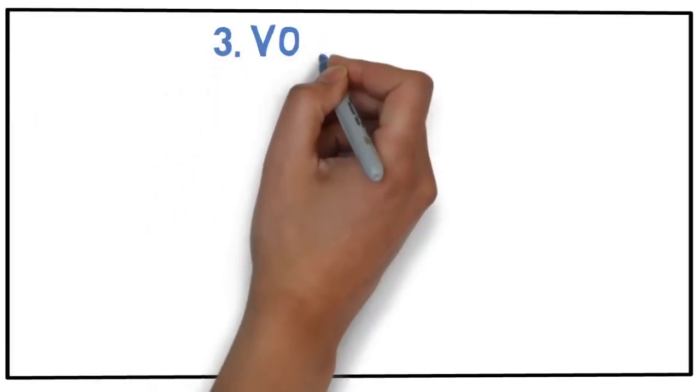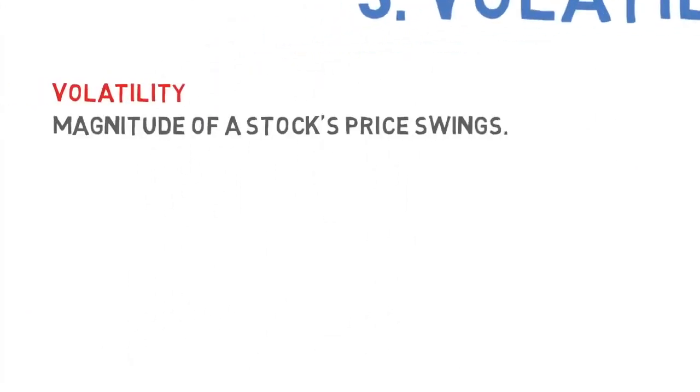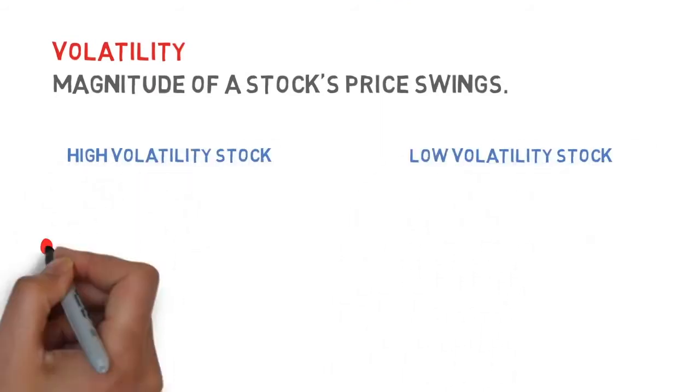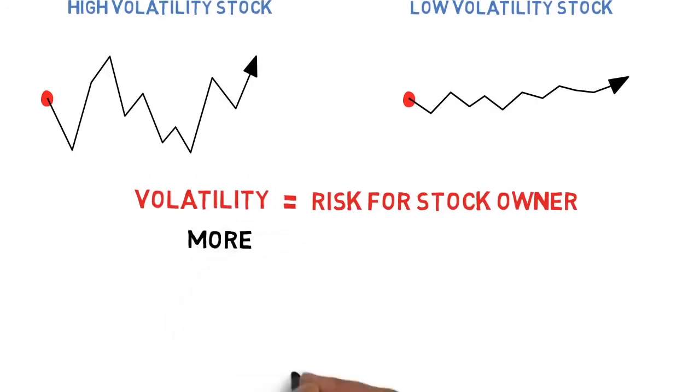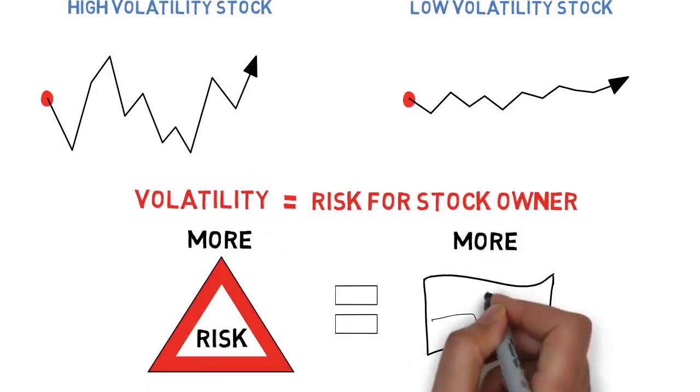The third and final factor that goes into option pricing is volatility. Volatility is referred to as the magnitude of a stock's price swings. Higher volatility means bigger price swings and ultimately more risk for the investor who owns stock. Since there's more risk involved, options will be more expensive. Why would the option seller not demand more money if they're taking more risk?